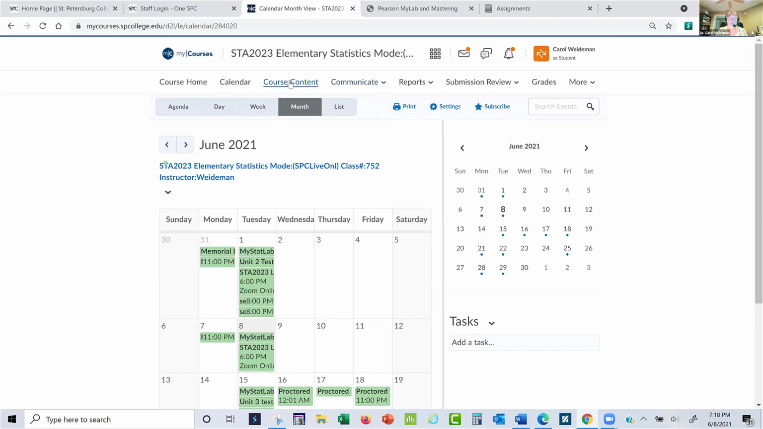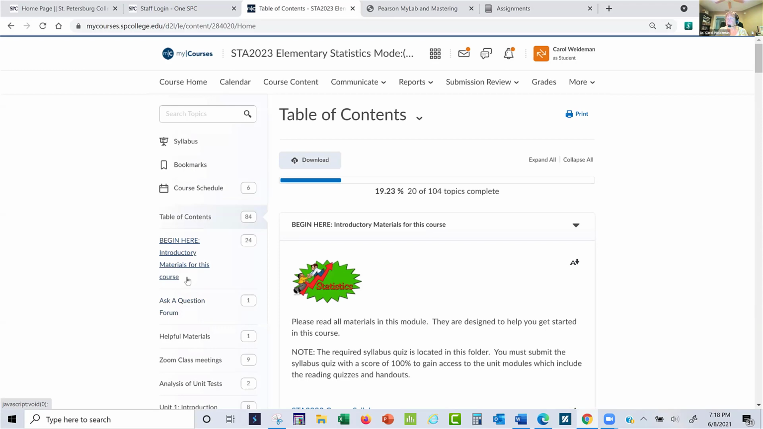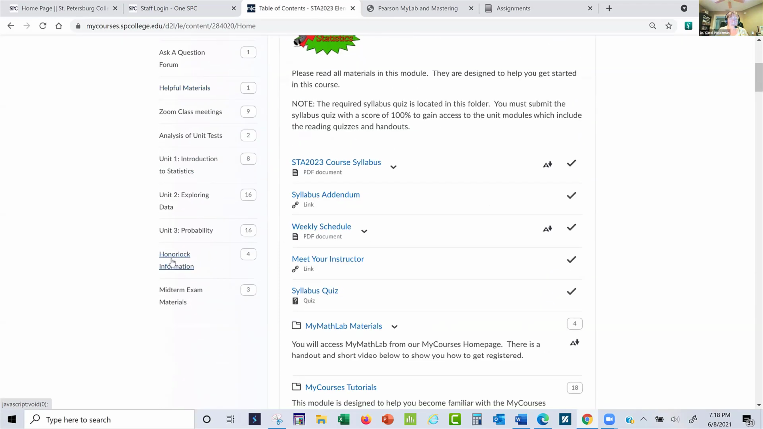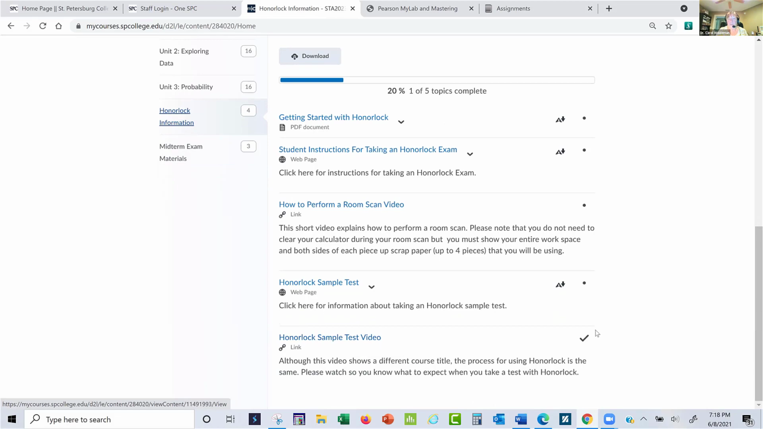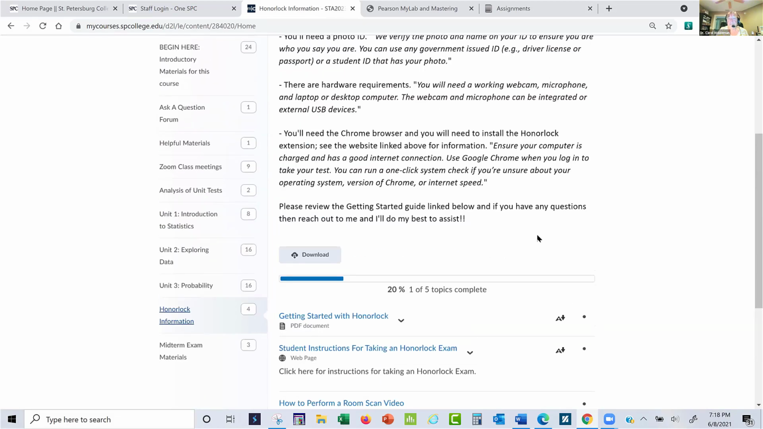And again, in that Honorlock module, go back here for a second. There's a video here on how to perform a room scan. And you can also see that in the sample video too.